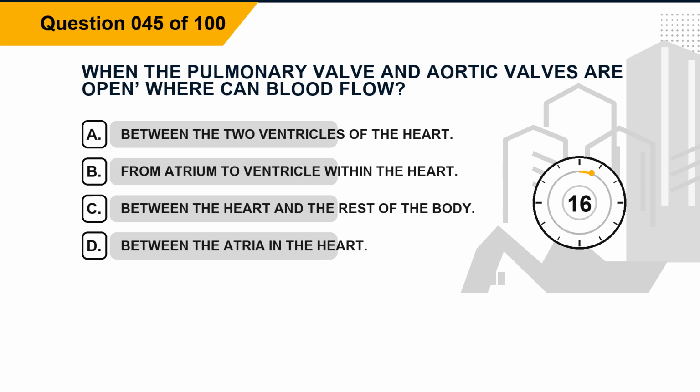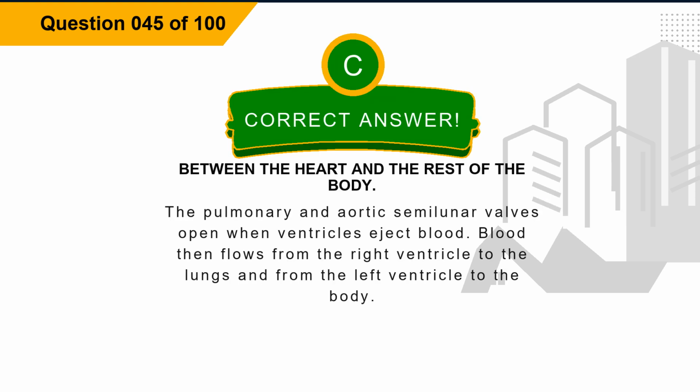Question 45. When the pulmonary valve and aortic valves are open, where can blood flow? Option A, between the two ventricles of the heart. Option B, from atrium to ventricle within the heart. Option C, between the heart and the rest of the body. Option D, between the atria and the heart. The correct answer is option C, between the heart and the rest of the body.